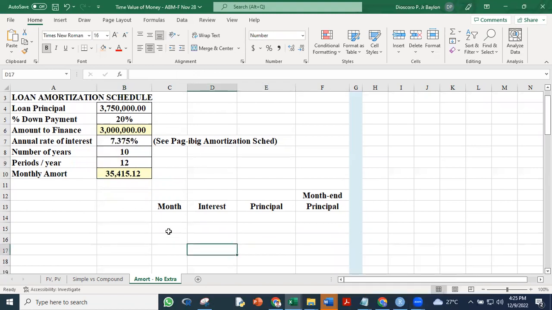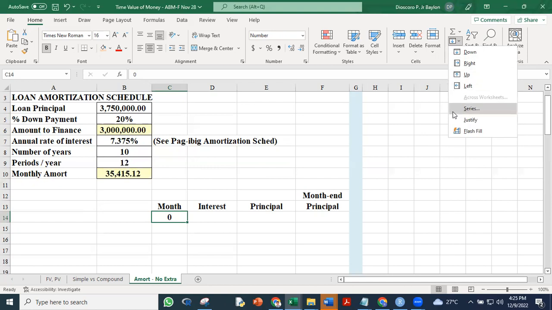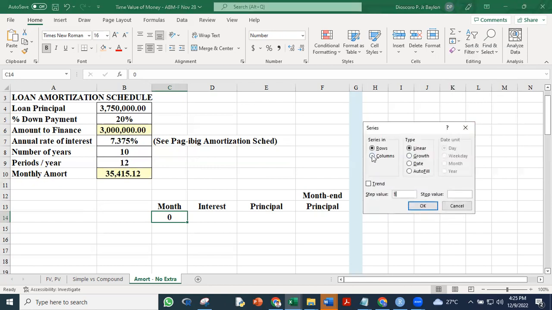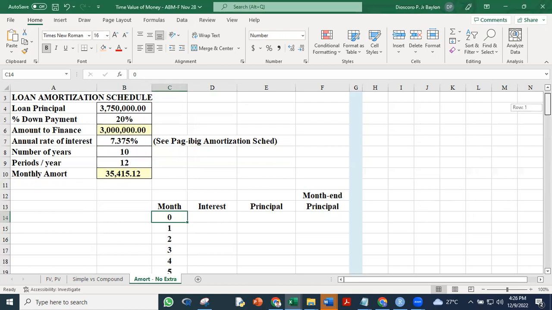So this is 10 years, therefore, there will be 120 periods. Let's start with 0, the date, the time we will be making a loan. And then let's fill this. Series, columns, step value is 1 up to 120, in columns. So we now have up to 120 months.